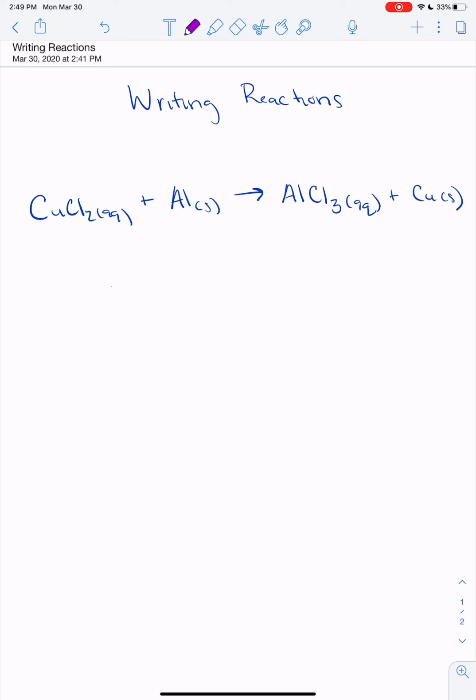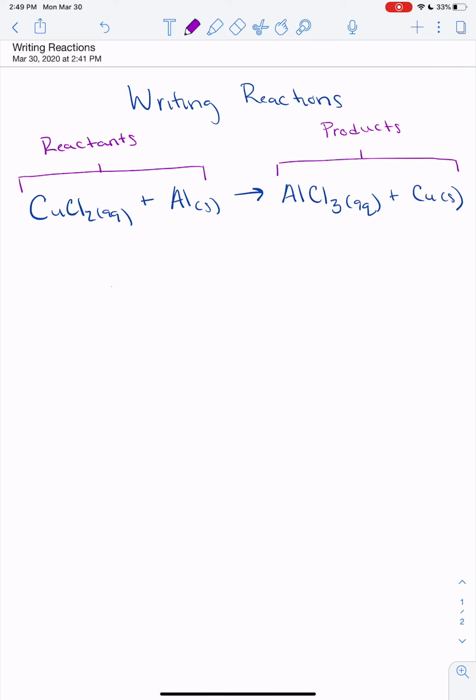So this here is an example of a chemical reaction. I'm going to go over the parts, and then I'm going to go over how you would write this in a sentence form. So when we look at this, everything before the arrow is your starting material, and we call these our reactants. Everything after the arrow is what you end up with after the reaction takes place, and these are called the products.